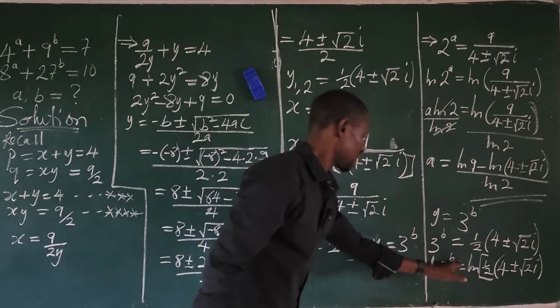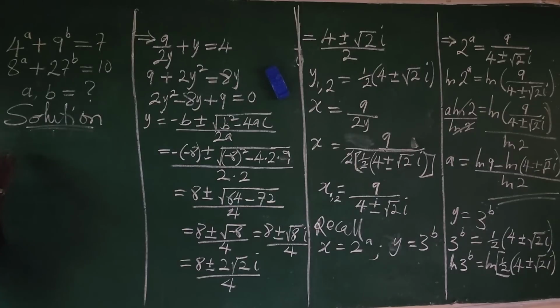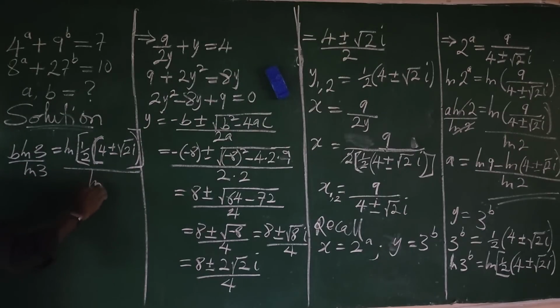Okay, move this exponent backward. So we have b ln of 3 equal to the ln of 1 all over 2 into our square bracket, 4 plus minus the square root of 2 iota. Sorry, I'm trying to conserve the space here. Okay, so you have this. From here, what happened? We divide by ln of 3.